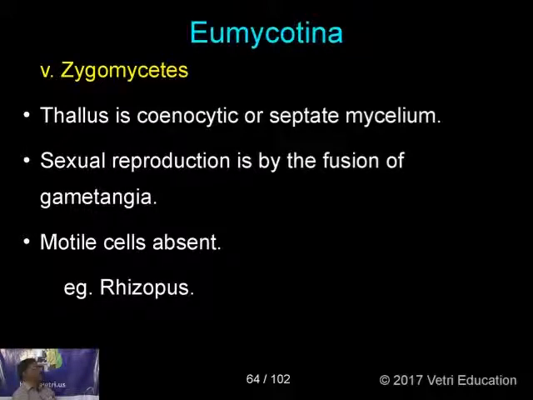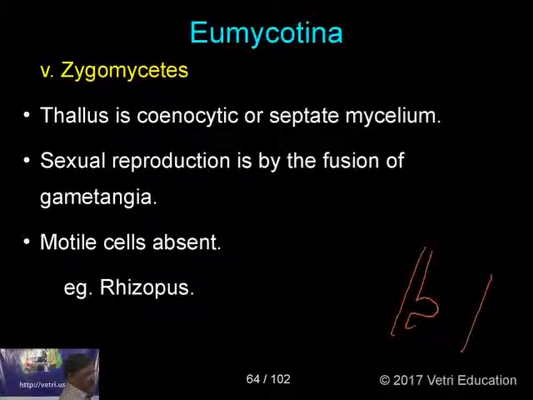The next class is Zygomycetes. Here the thallus is coenocytic or septate mycelium. Sexual reproduction is by the fusion of gametangia. We already discussed it in the last class: two gametangia come together and fuse and form a zygospore, formed by the gametangial contact from two filaments. A very interesting thing we have to remember is that motile cells are absent. Example, Rhizopus, Mucor, etc.